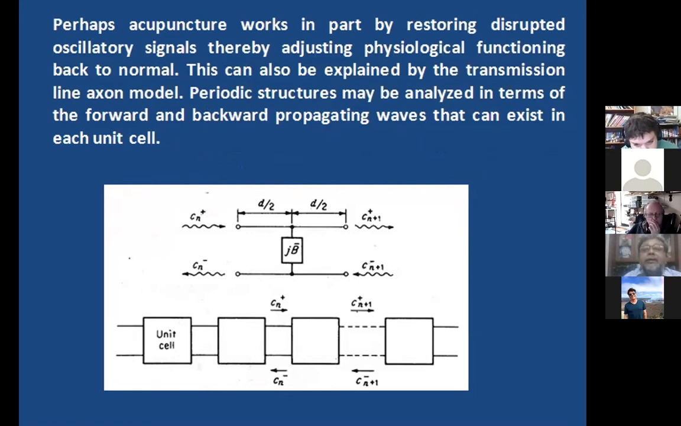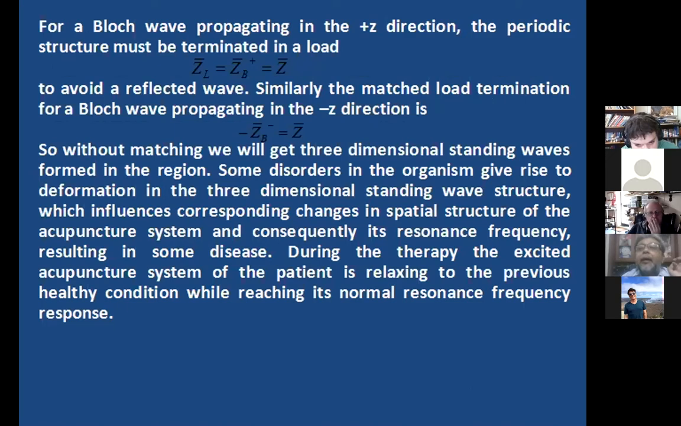Periodic structures may be analyzed in terms of the forward and backward propagating waves that can exist in each unit cell. So, for a Bloch wave propagating in the plus z direction, the periodic structure must be terminated in a load. Okay, so the ZL, which I was referring to, Z_B plus equal to Z bar plus, to avoid a reflected wave. Similarly, the matched load termination for a Bloch wave propagating in the minus z direction is Z bar minus. So without matching, we'll get a three-dimensional standing wave formed in the region.